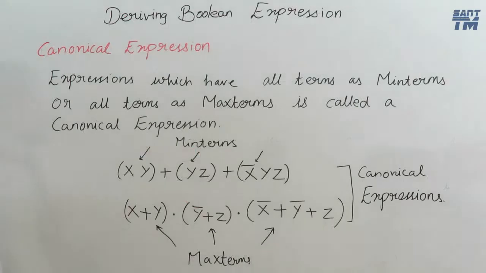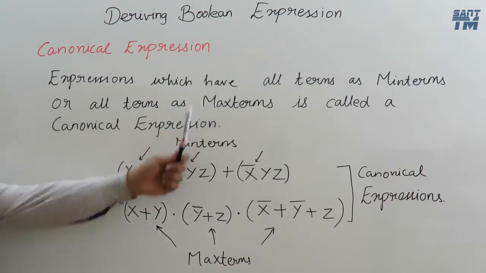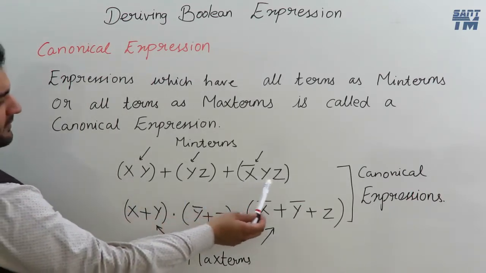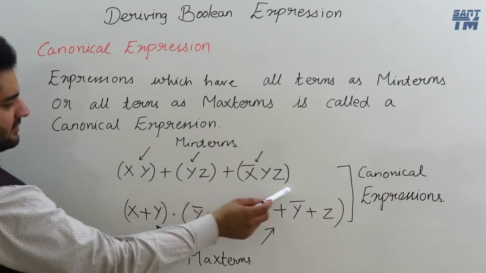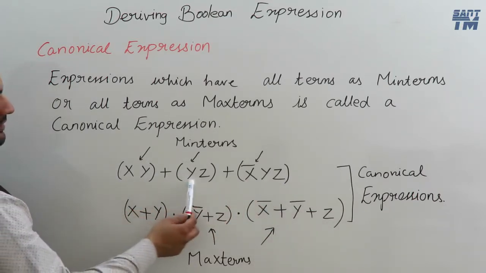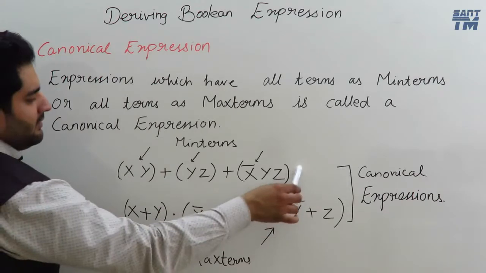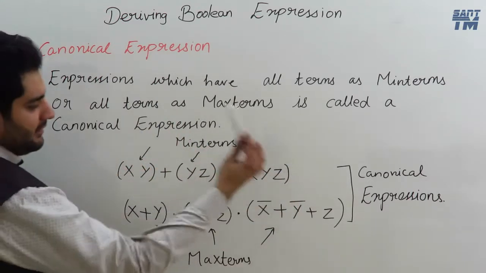Now we move further. There is one more term, canonical expression. The term canonical expression stands for expressions which have all the terms as minterms or all the terms as maxterms. Suppose there is an expression in which all the terms are minterms or all the terms are maxterms, then it is a canonical expression. Consider this example, xy plus yz plus x bar yz. This is one term, this is the second term, this is the third term. One term is a product of two literals, the second term is a product of two literals, the third term is a product of three literals. So it is an expression with minterms. So it is a canonical expression.